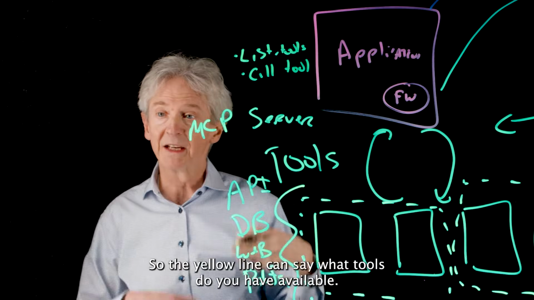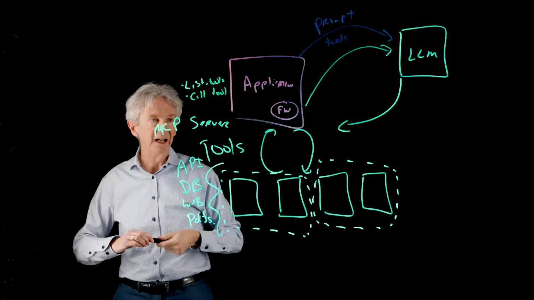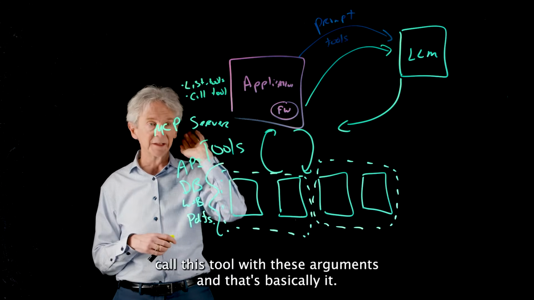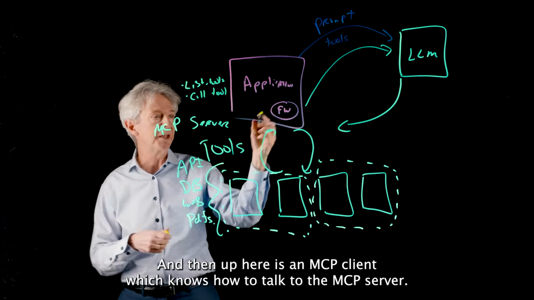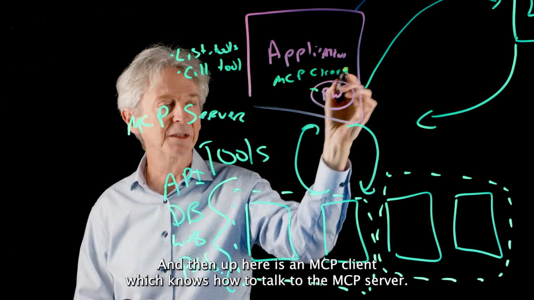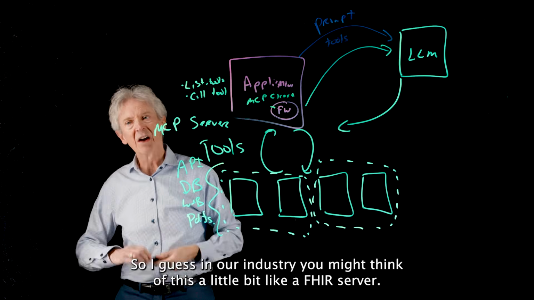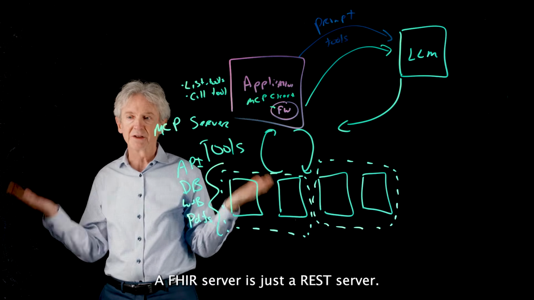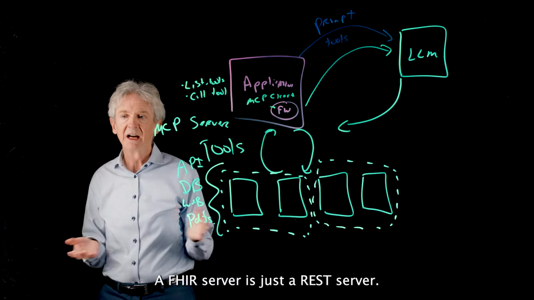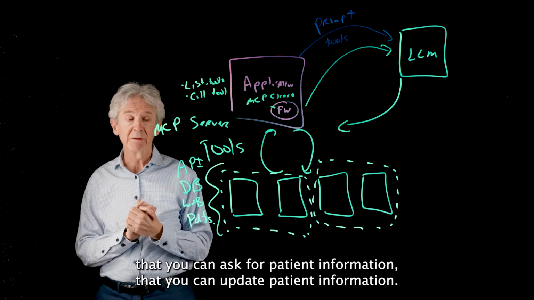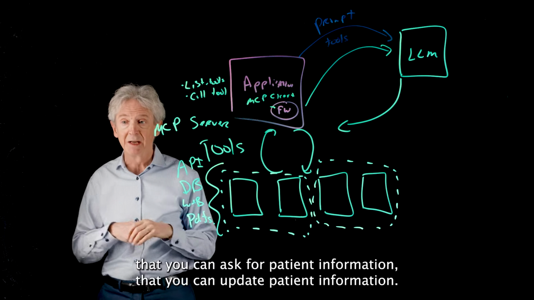So the LLM can say, what tools do you have available? And then it can say later, call this tool with these arguments. And that's basically it. And then up here is an MCP client, which knows how to talk to the MCP server. So I guess in our industry, you might think of this a little bit like a FHIR server. A FHIR server is just a REST server, but there's a particular way that you can ask for patient information, that you can update patient information.